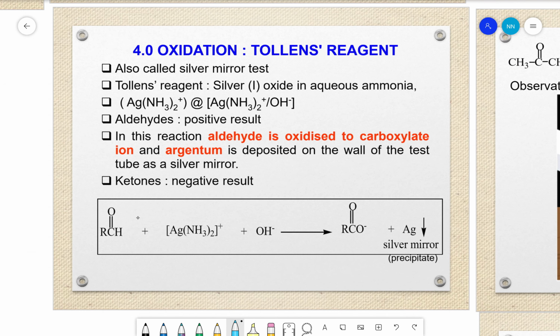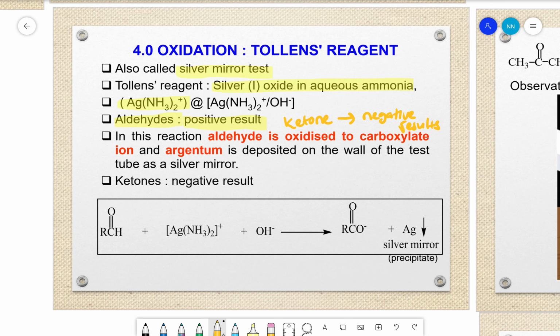The next test is the oxidation with Tollens' reagent, also called the silver mirror test. The reagent that you'll be using is silver oxide in aqueous ammonia. The main point of Tollens' reagent is that if you have an aldehyde, it shows a positive result. If you have a ketone, it shows a negative result. That's how you know whether you have a ketone or an aldehyde.